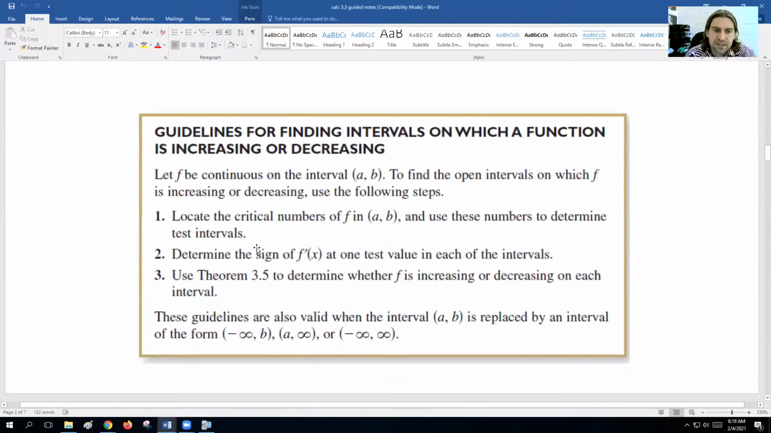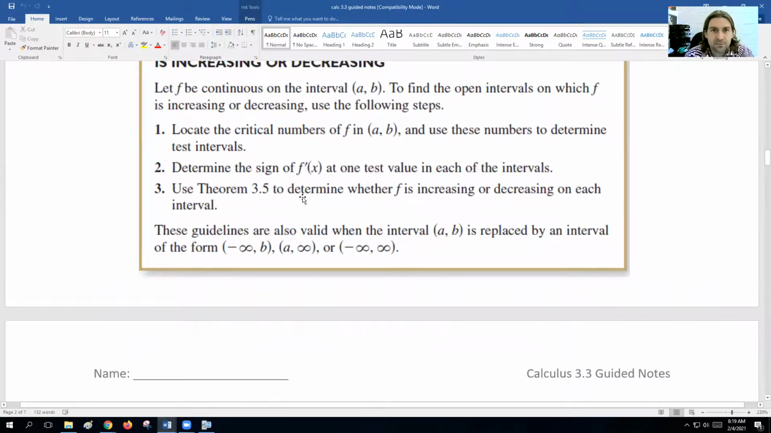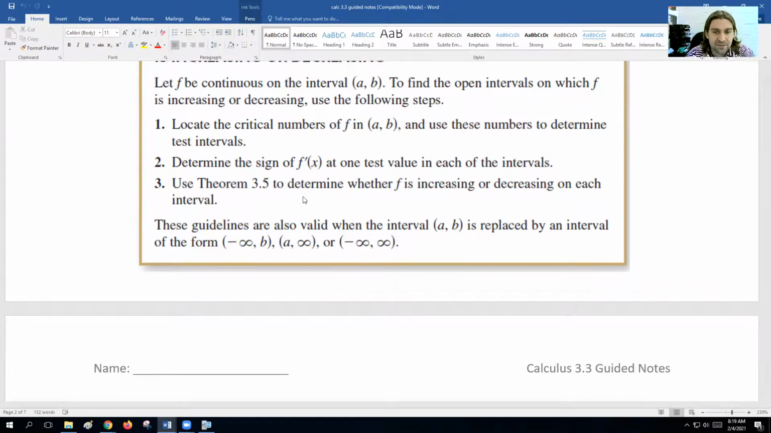So some guidelines with these problems: what we want to do is locate all the critical numbers from A to B and use those to test. We then determine the sign of f prime of x. So we pick a number in the interval and determine whether that sign is positive or negative, and then whether the function is increasing or decreasing. And it's pretty easy. If it's positive, it's increasing. If it's negative, it's decreasing.